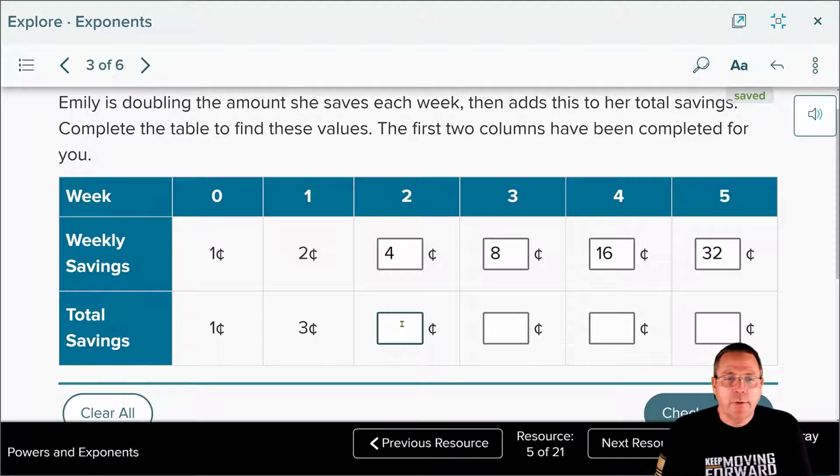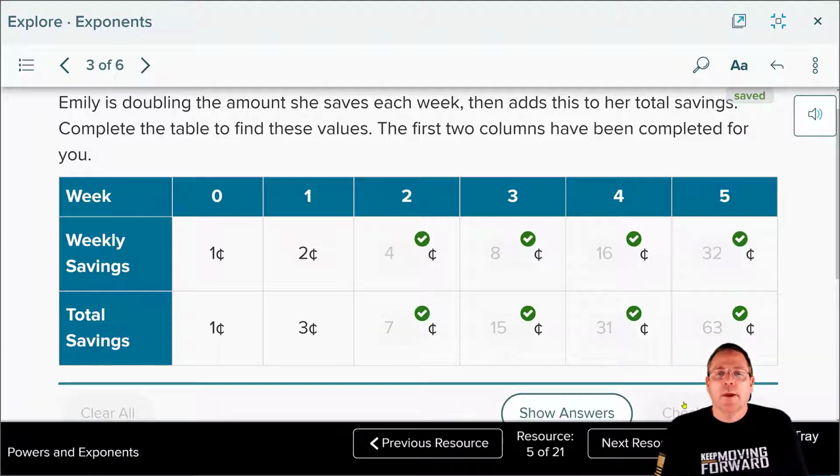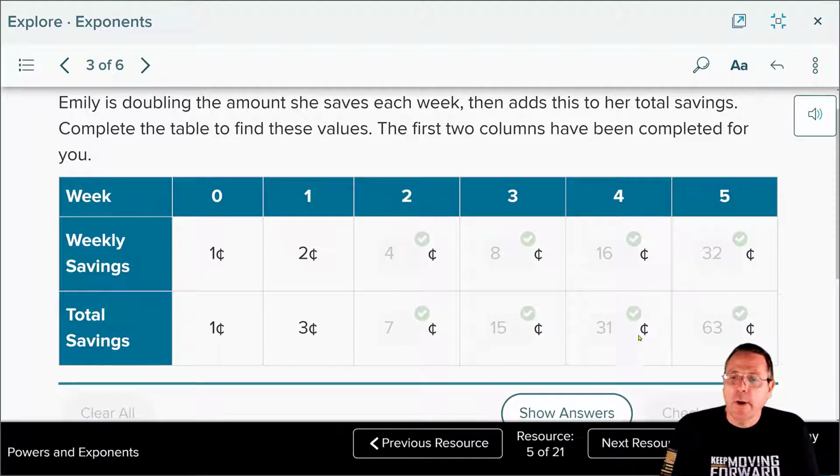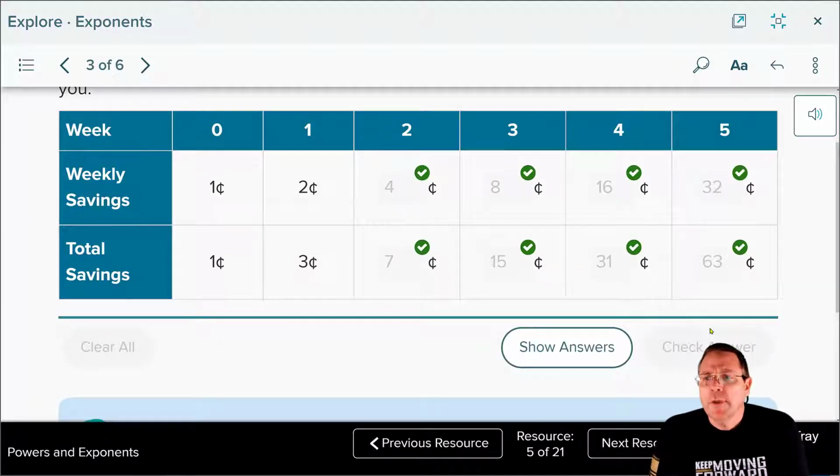And when you do the math, 4 plus 3 gives us 7. 8 plus 7 gives her 15. 16 plus 15 gives her 31. And 31 plus 32 gives her 63. Check your answers. Everything checks. You can see how quickly that amount is going to add up. So do you think Emily's close to her goal here in week 5? She's only got 63 cents. She's got to get to $80. How much longer do you think it's going to take her?